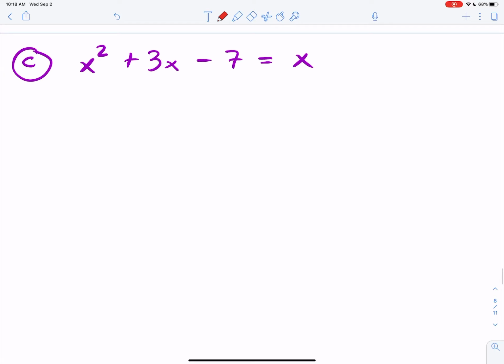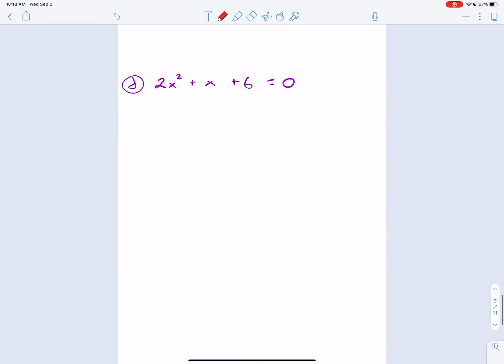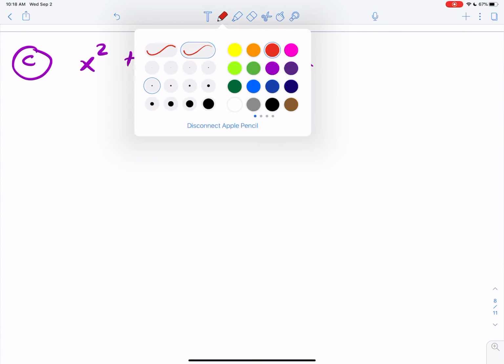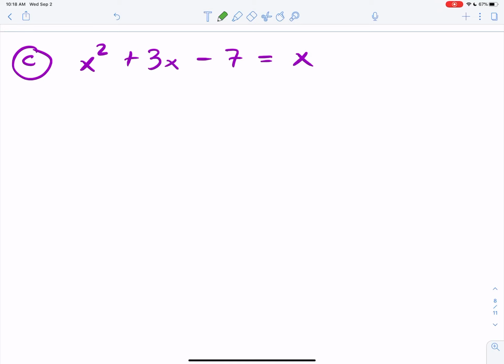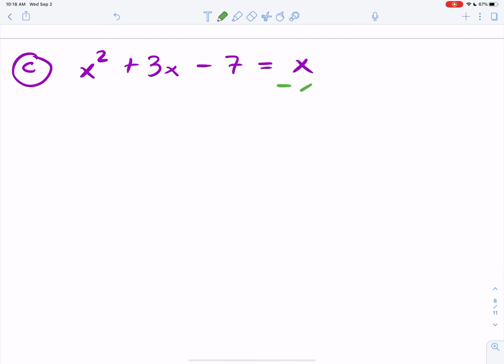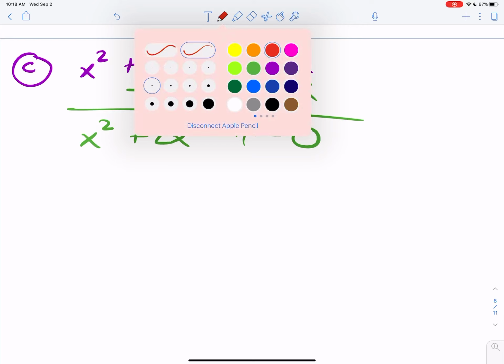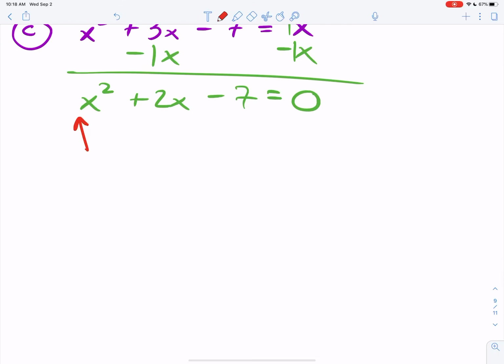Okay, last one. Well, last one. Here we go. Try this one out. Press play when you're ready. Okay, right hand side is not 0, so I'm going to go ahead and subtract x here, subtract x here. Remember, x is just a 1 in the front, if that confuses you. Right hand side is going to be 0, so here I have x squared plus 2x minus 7. Okay, so what's my a? Okay, what's the number in front of that x squared?